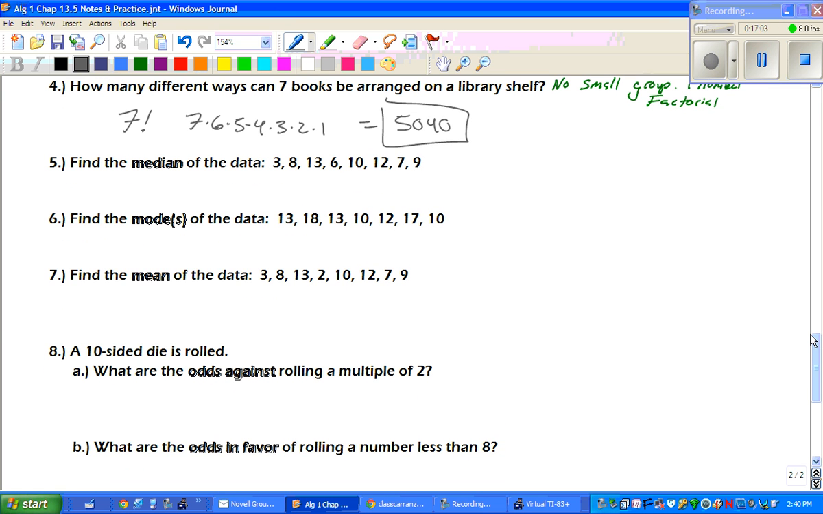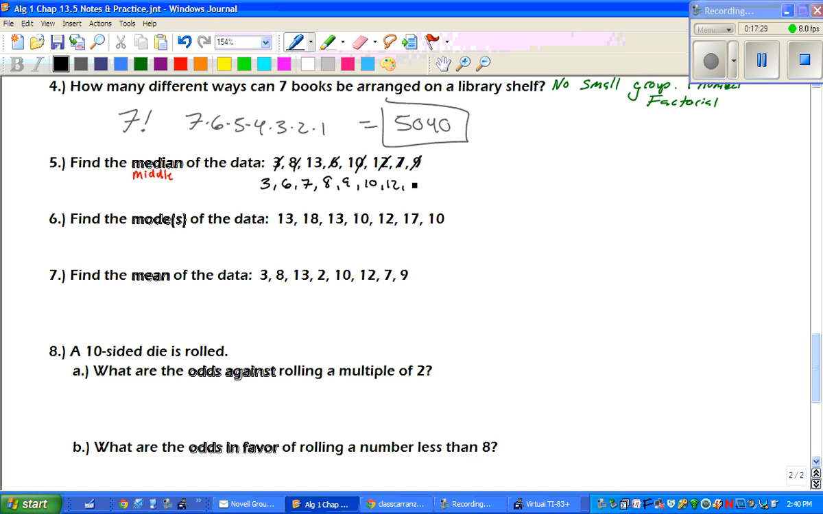Right, mean, median, and mode. Remember that the median stands for the middle number. Before we do that, we have to put these numbers in order from least to greatest. So you need to be very careful in organizing all of the data.